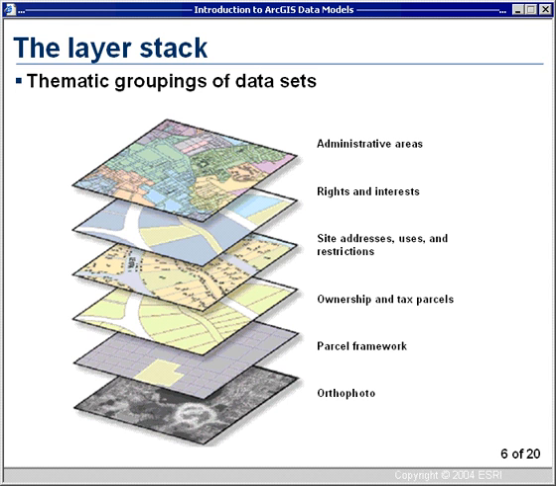Here we're looking at a layer stack for a parcels data model that includes an orthophoto, the parcels framework, ownership and tax parcels, site addresses and use and restrictions, rights and interests, and administrative areas. These are all of the layers in the conceptual model which are going to be important in creating the geodatabase.